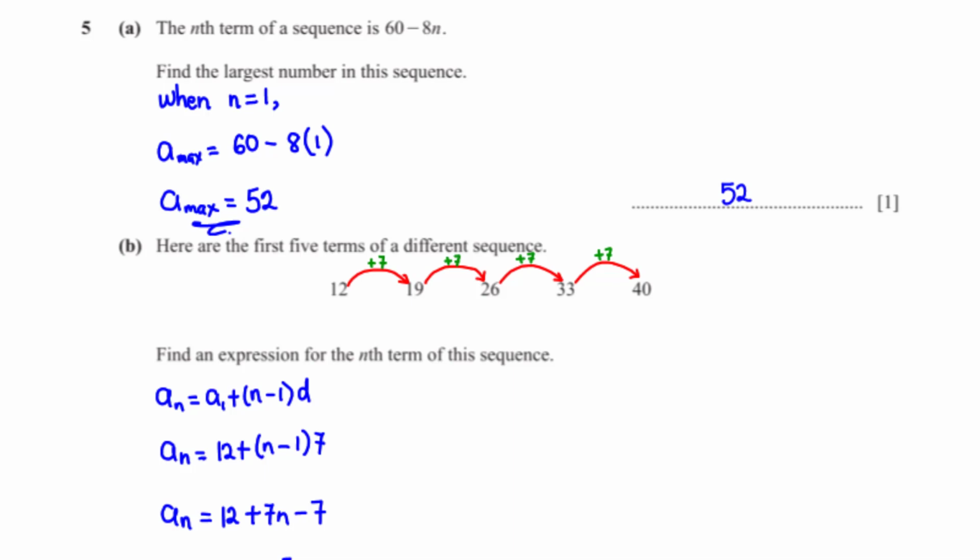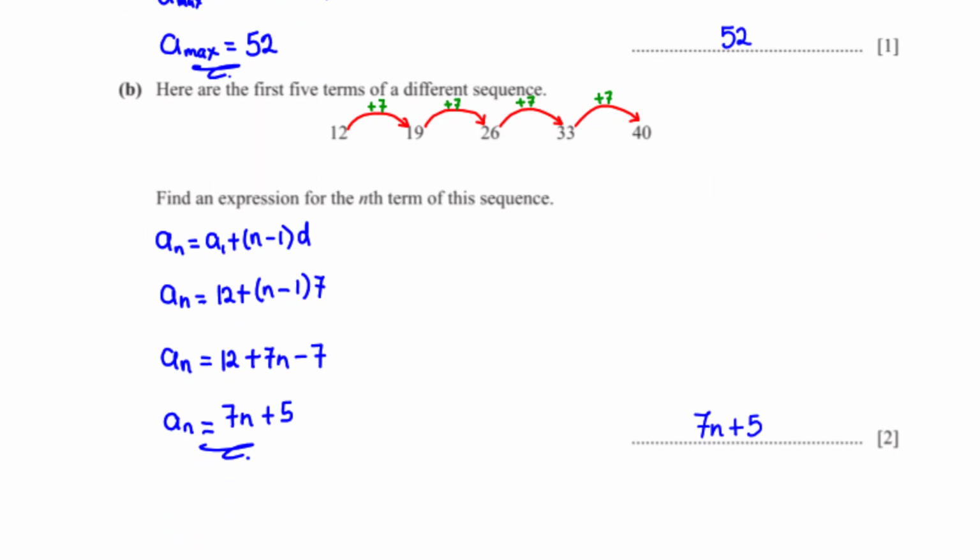The nth term of a sequence is 60 minus 8n. Find the largest number in this sequence. The largest number in this sequence is when n equals 1. When n equals 1, we have 60 minus 8 times 1, and that gives us a final answer of 52. Any number greater than n equals 1 gives us a value lower than 52.